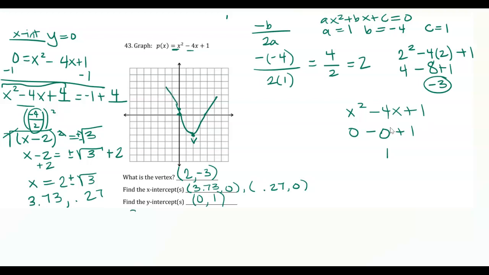It doesn't ask for it, but typically it will ask for an axis of symmetry. So that would just be the line right through where x equals 2. Notice that's the x-coordinate of the vertex. So x equals 2 would be our axis of symmetry. And that would be that graph.